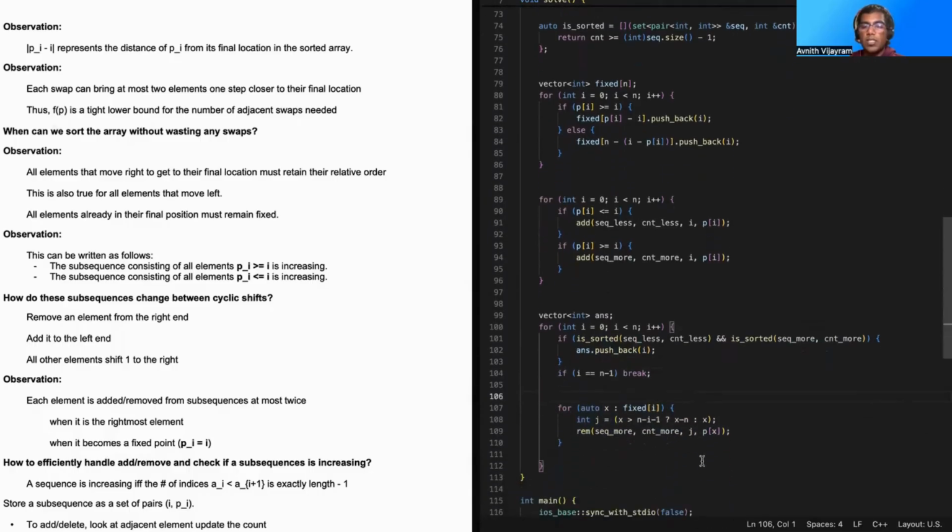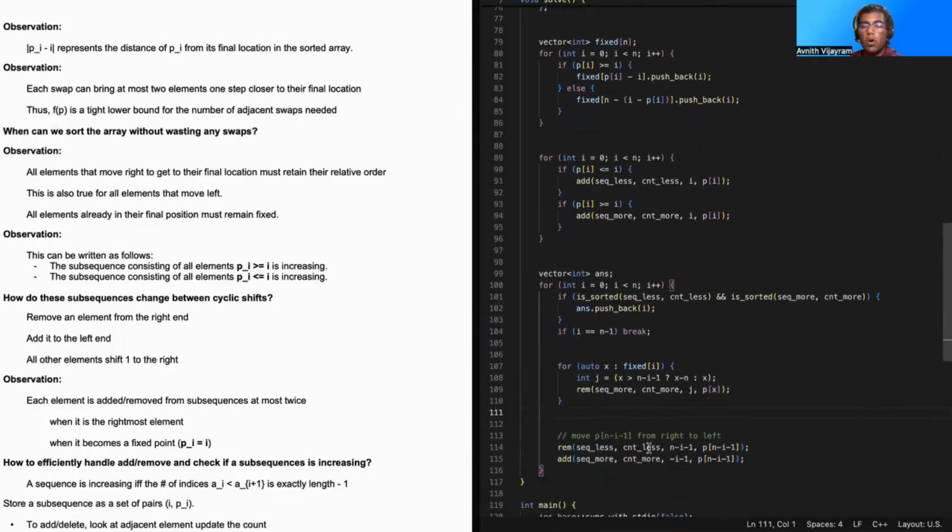So what we can do is first, we're going to remove from the sequence which is more every element which just crosses past its fixed point. So we'll loop through the current fixed point and we'll remove every element which is past that. And then we'll update the rightmost element. So we'll move it from the rightmost point to the leftmost point and we'll update the sequences it's in.